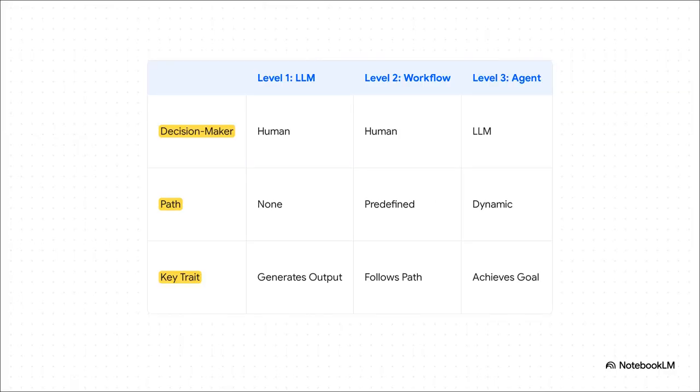So you can see the whole story here, right? We start with the decision maker. At levels 1 and 2, it's always the human. But at the agent level, the LLM itself takes over. The path evolves from having no path at all to a rigid, predefined one, and finally to a dynamic one the agent figures out on its own. And the key trait? It evolves from just generating text to following instructions to actually, truly achieving a goal.